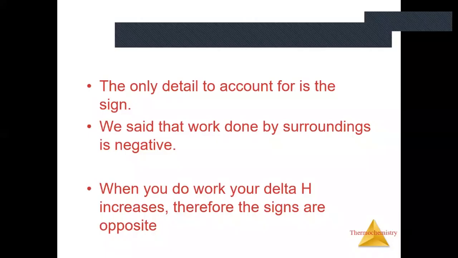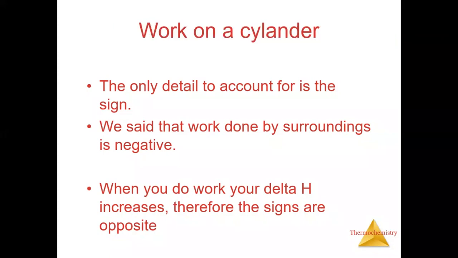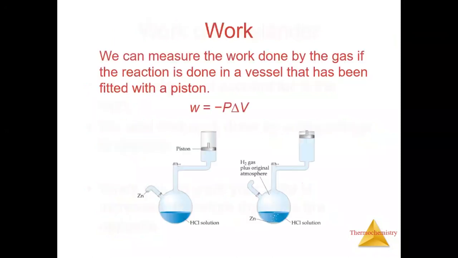So if we know that work is equal to P delta V, the only thing we can account for is the fact that it's a sign. When we do work, my delta H increases. So therefore, the signs are going to be opposite. Doing work, delta H is increasing. Therefore, signs are going to be opposite. And I'll account for that in a second. So if I get my work is equal to P delta V.